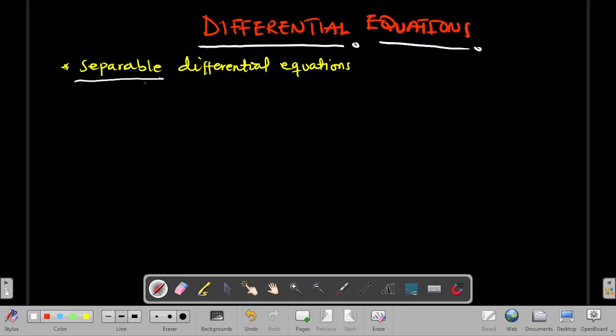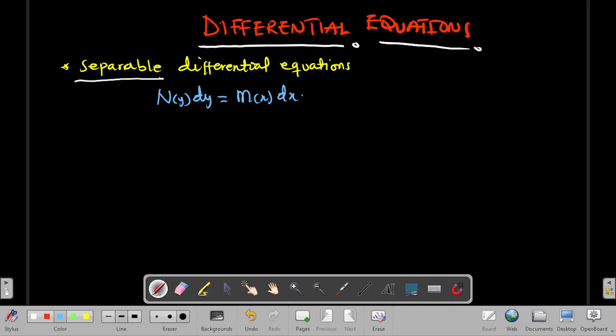Now let's analyze this. The general standard form for a separable differential equation is given as a function N of y multiplying dy, and this is equal to a function M of x multiplying dx. If I have any differential equation and I'm able to separate all my y's on one side attached to the dy and also separate all my x's on one side attached to the dx, then it means that I have a separable differential equation. As simple as that.